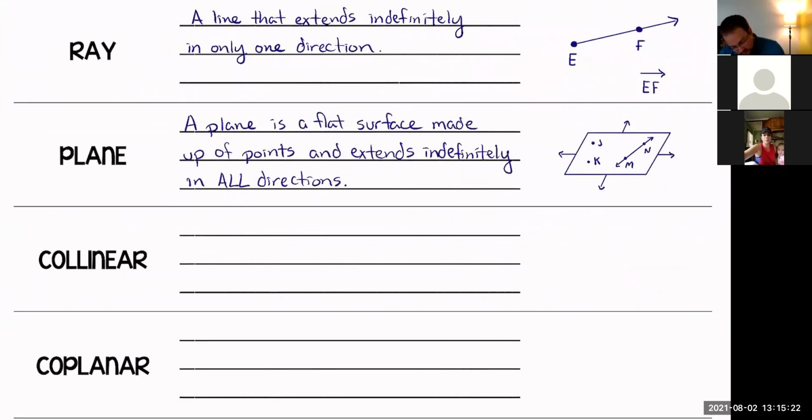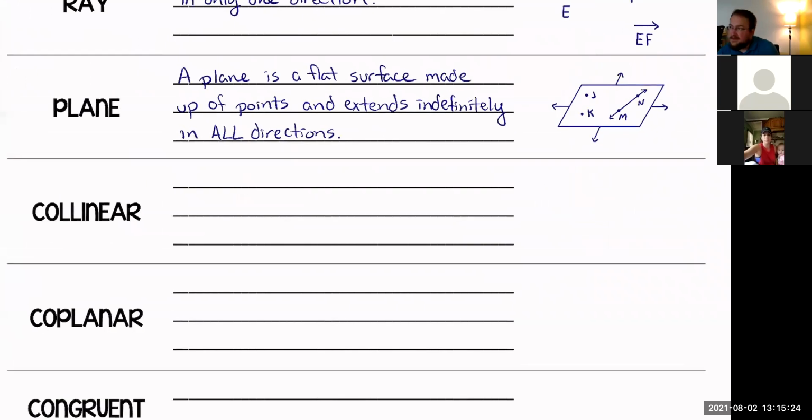Next one here, getting into some very specific relationships now with these prior terms, is this term referred to as collinear. Any guesses what collinear would mean? On the same line. So not just any old lines. In order for things to be collinear, they have to exist on the same line together. So collinear are points that lie on the same line.